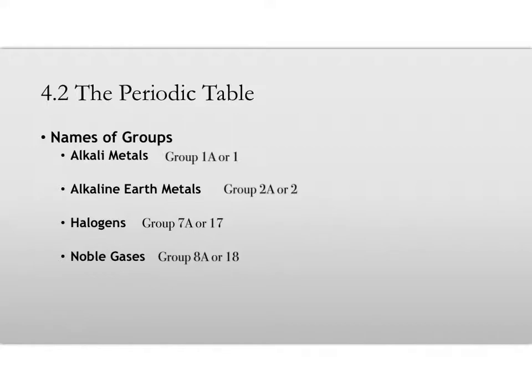Group 17 is the halogens, which has fluorine, chlorine, bromine, iodine, and astatine. And then group 18 is the noble gases. Those ones are not reactive, they're inert, hence they are noble. So that's group 18.